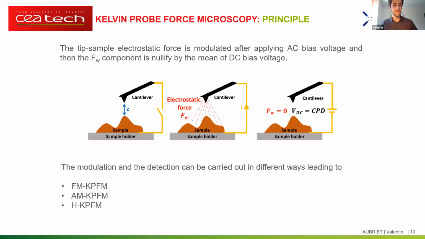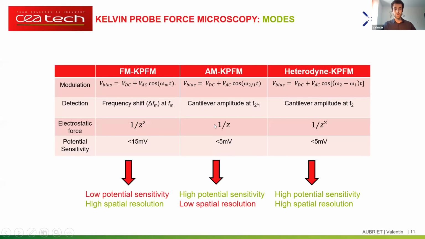So what is KPFM? KPFM is a scanning probe method that allows us to probe the contact potential difference between an AFM tip and a conductive or semiconductive sample. We detect the electrostatic force, and then we nullify this force by means of a DC component. Because when this force is equal to zero, the DC component becomes equal to the contact potential difference. You can find several modes of this technique depending on how you modulate the force and how you detect the force. Here are presented the main modes of KPFM.